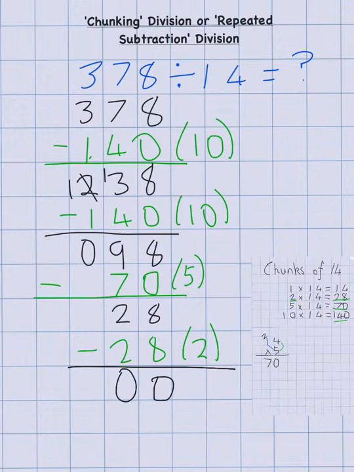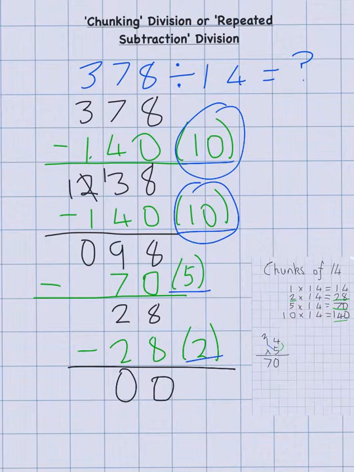And the very final step is to add up my chunks of repeated subtraction. So we took away one chunk of 10, a second chunk of 10, which is 20. We took away another chunk of 5 14s, and we repeatedly took away a chunk of 2 14s. So when you add all those numbers together, you get 10 plus 10 is 20, plus 5 is 25, plus 2 is 27. So our answer is 27.